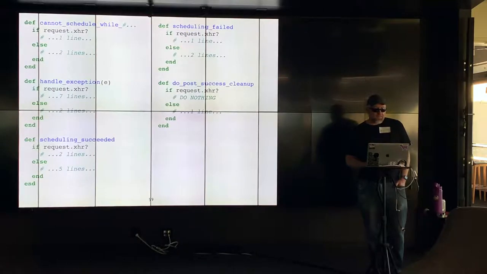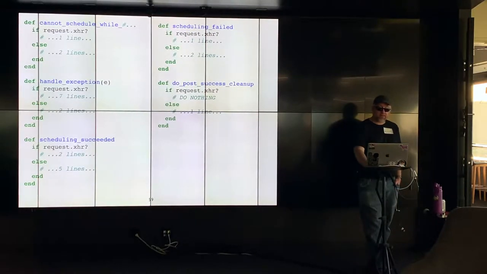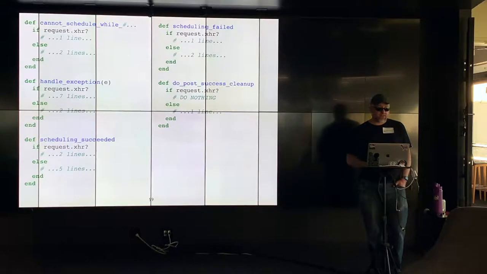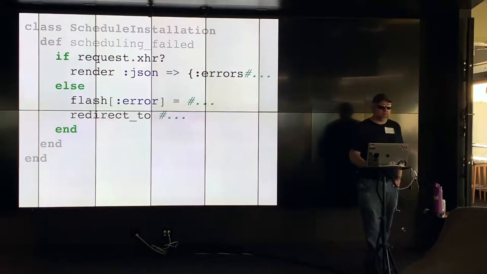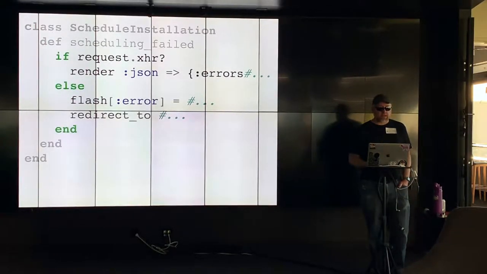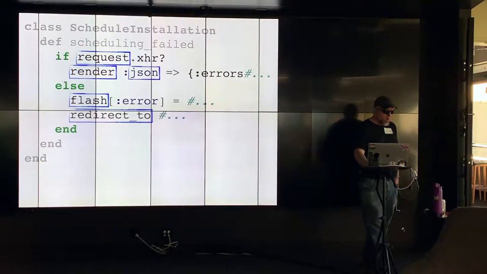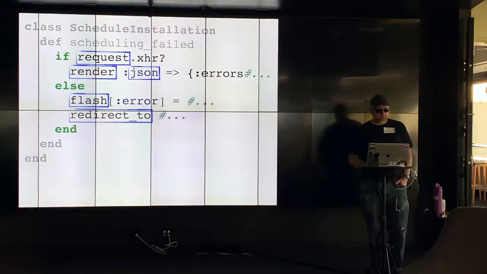As I worked with this code, I wound up extracting five private methods that all have the same basic structure. One of the short ones we can have a look at. It's, if this is an AJAX request, then we render some JSON. Otherwise, we set a flash message and we do a redirect. Now this code is using words like request, render, JSON, flash, and redirect. All of those words are in the domain of a web controller, but they're sitting here in an object whose primary method talks about things in the domain of the business process.